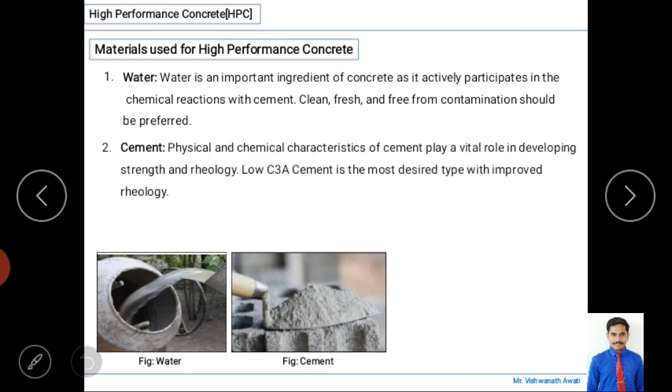So next, cement. Cement is one of the binding materials.